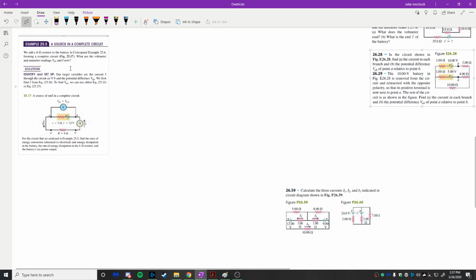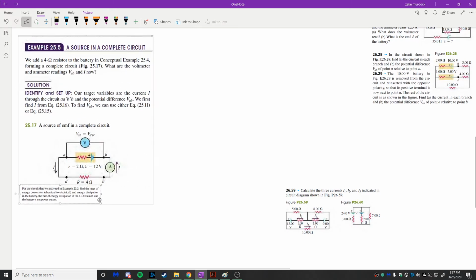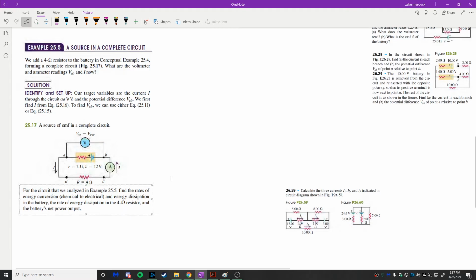So I'm going to draw another schematic of the circuit because that's kind of small. I could just make it bigger. And then just label the circuit right here.